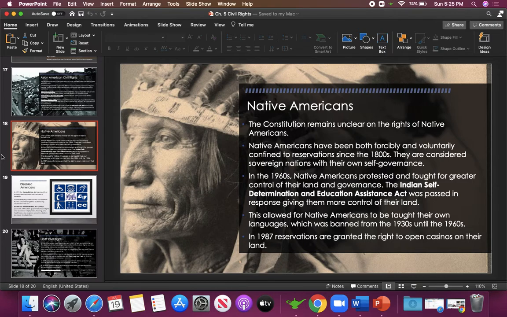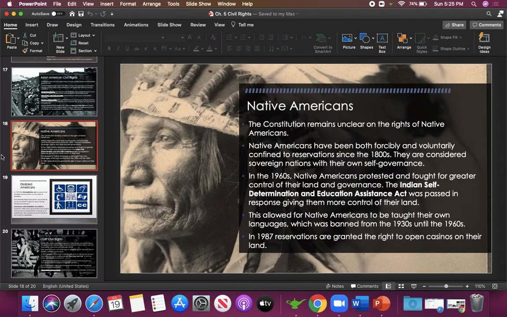There's some documentation of white families buying Native American children for as little as $10. And they're sent to live in white society, and they're punished if they speak their language, if they practice their Native American beliefs. And so, for a very long period of time, the United States is actively engaged in trying to erase Native Americans from American society.